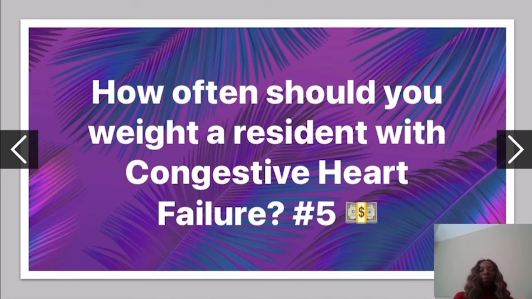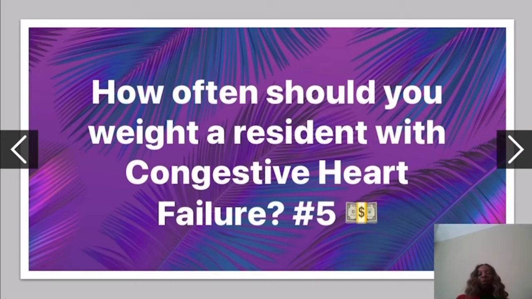How often should you weigh a resident with congestive heart failure? Every single day. And you should report a weight gain of 3 to 5 pounds to the nurse immediately because a patient with congestive heart failure is going to retain fluid and they have difficulty urinating or getting rid of their fluid. And so they have a lot of swelling on their body or a lot of fluid that's held on their body. And when we're weighing the resident, that is a way that we're able to accurately keep up with the amount of fluid that's in this person's body.